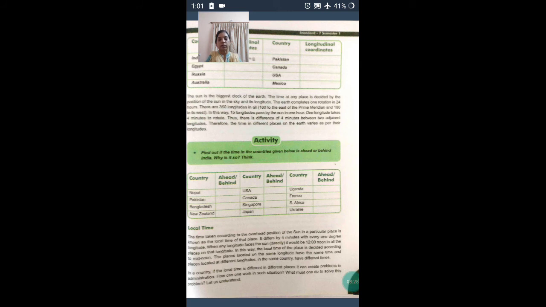Now let us see what is local time. The time taken according to the overhead position of the sun in a particular place is known as the local time of that place. It differs by 4 minutes with every 1 degree longitude. When any longitude faces the sun, it would be 12 noon in all the places on that longitude. So, we can say that places located on the same longitude have the same time.